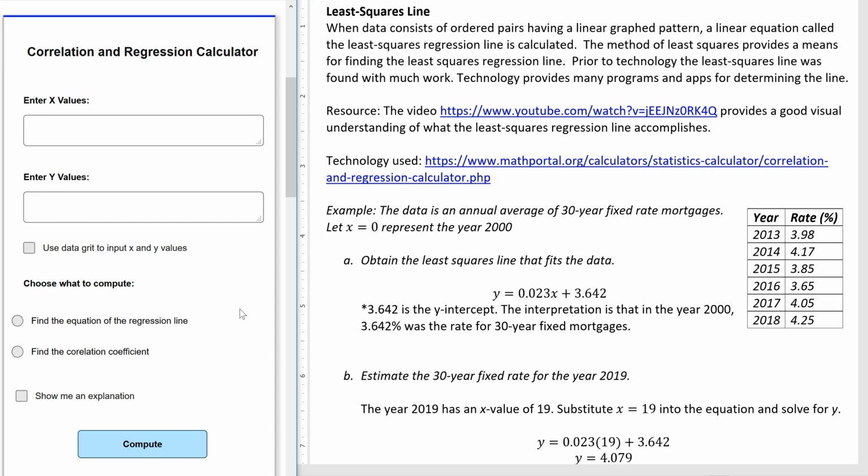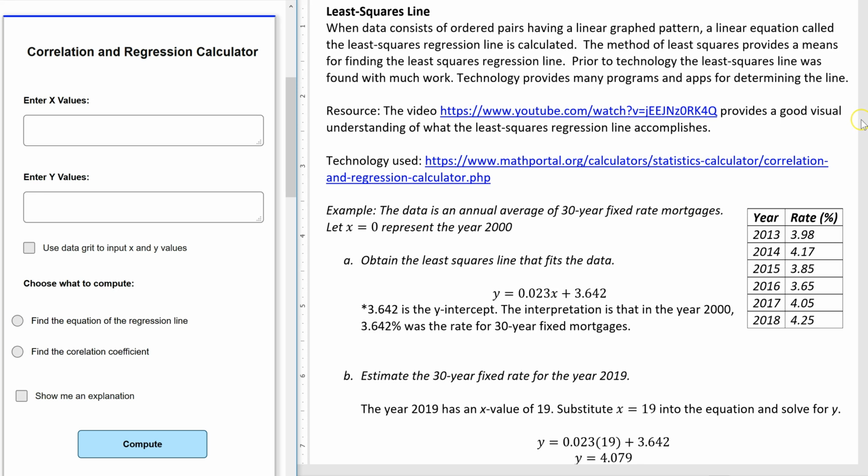This video covers the least squares line, and the least squares line is an equation that fits a set of data in a linear pattern. So hopefully you watched a video that helped you understand what that least squares regression line was and what it accomplishes. I'm going to be using technology, and you'll see the website over to the left, and here's the link for it. In the example that I'll work with, the example is about 30-year fixed rate mortgages.